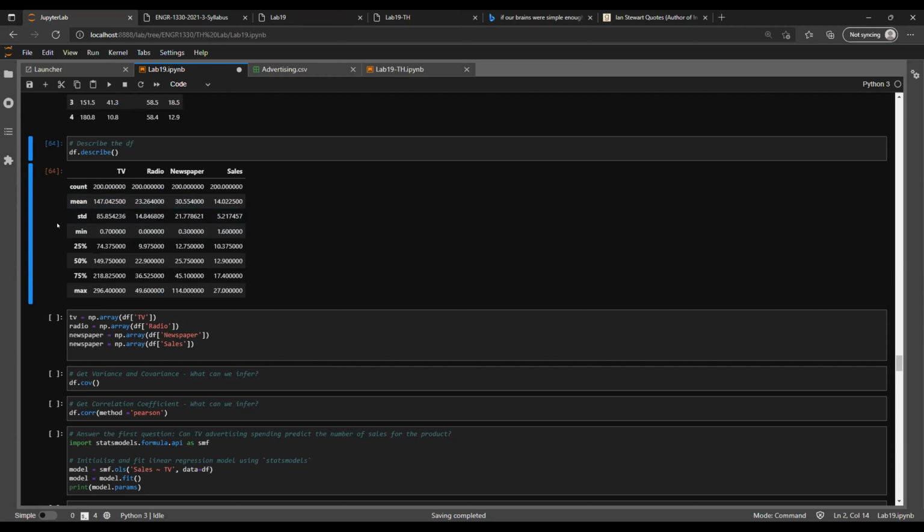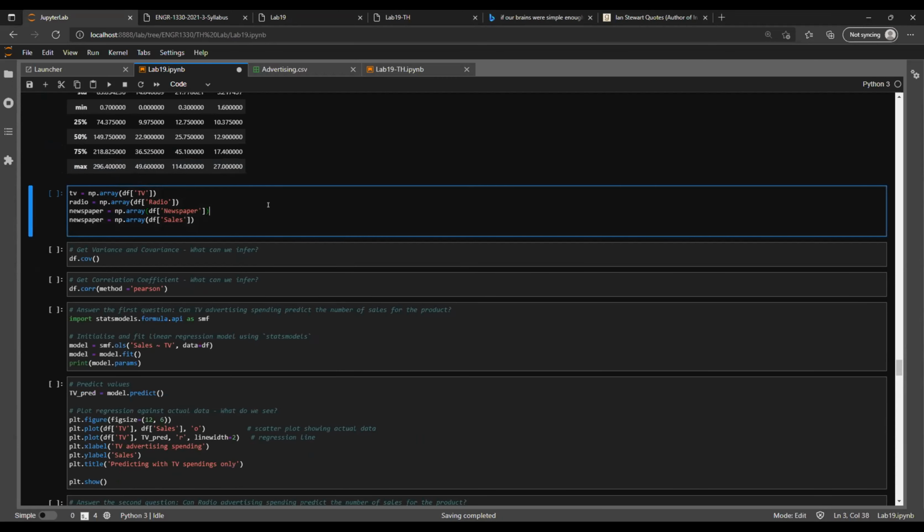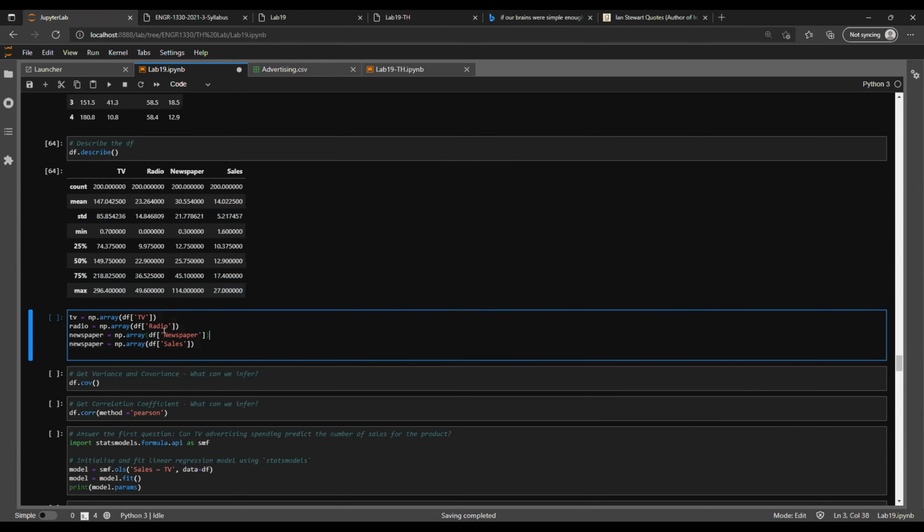14. We got our standard deviations, which are useful. And we got our quartiles. So the maximum was 296. Okay. We can put these series into variables.